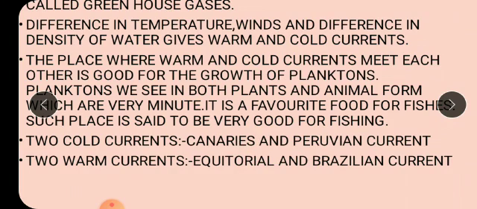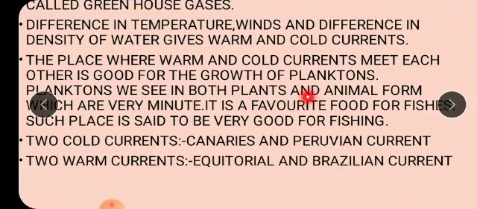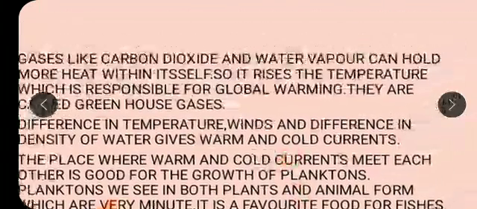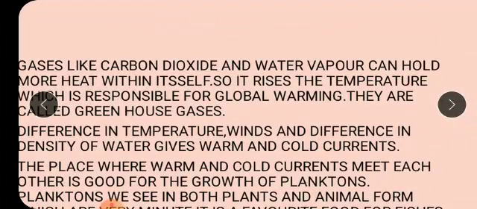Okay children, these two names are for two cold currents, and two warm currents, equatorial and Brazilian current. Okay, so these are some of the ocean currents. Remember the meaning of ocean currents: warm and cold, warm very hot, and cold ocean currents.